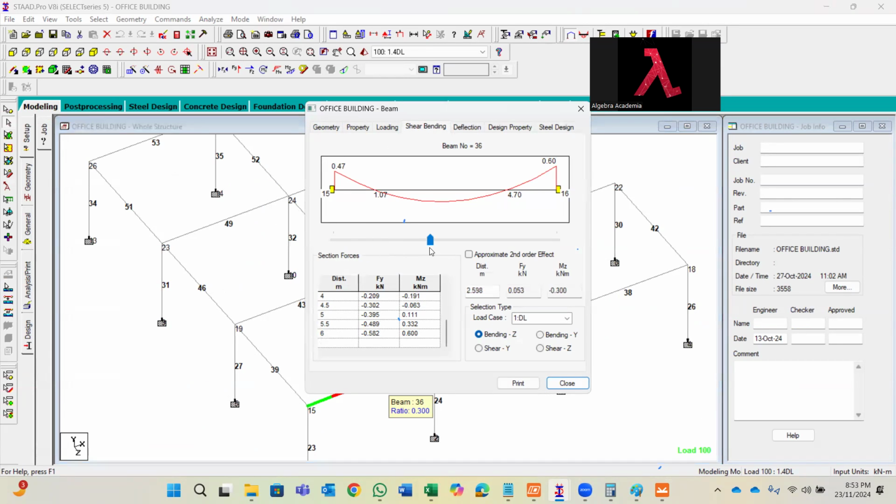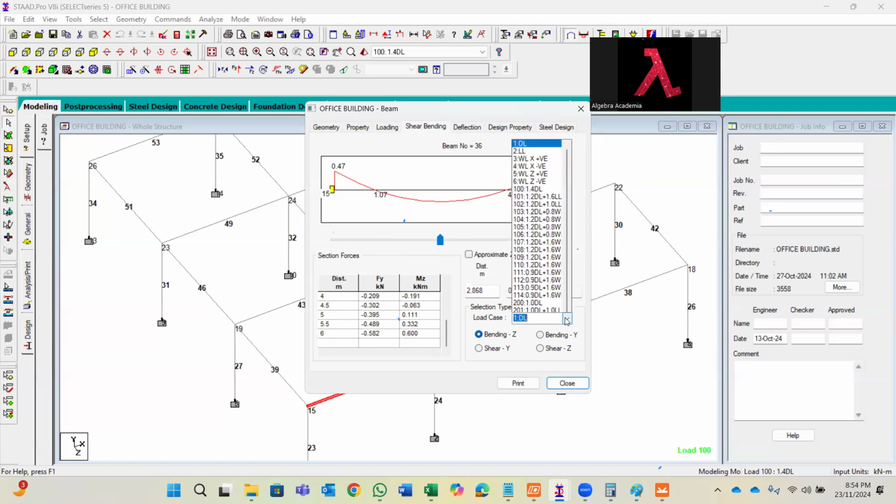So I can move the cursor in order to see the moment with respect to the distance. For example, where exactly do I have zero moment? At almost the distance of 1.146, I get almost zero moment. Where do I have maximum moment? Having this 0.467 is not the maximum. This is the maximum, 0.6. Even at the center it is only 0.3. But this is only for one load case. Then you can go with respect to the combination.